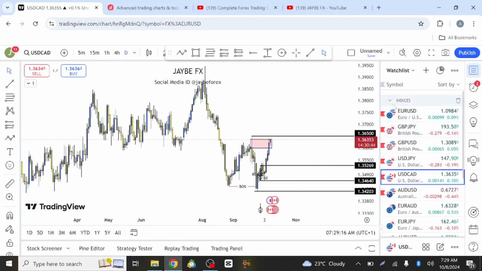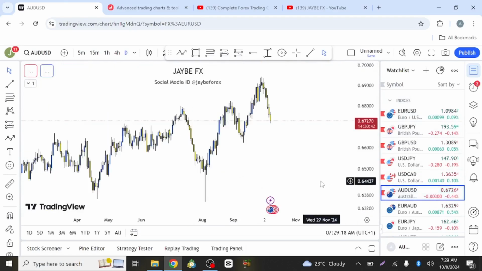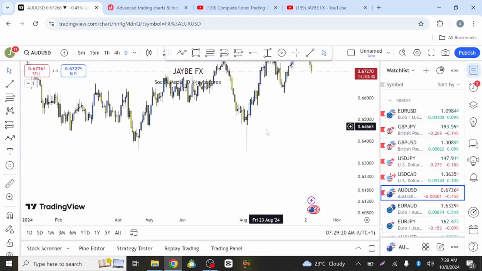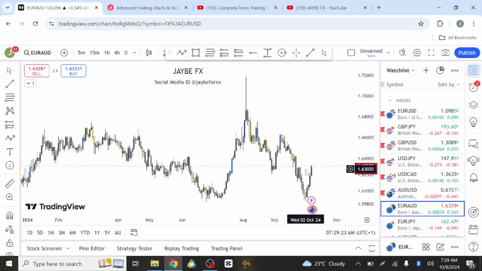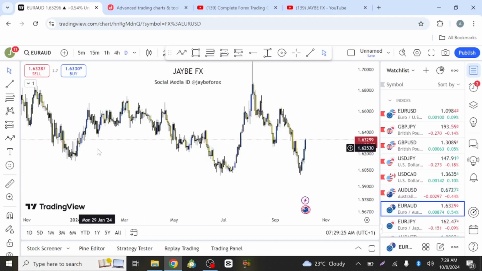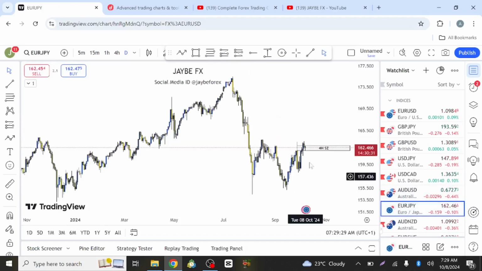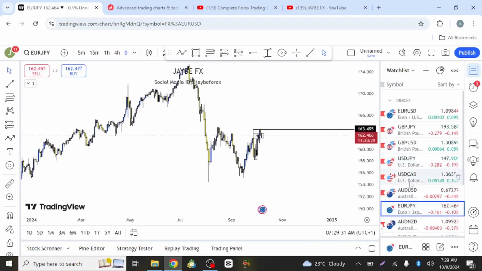USD card, you can still add it on your list. AUD USD, these are good price action. Euro USD, Euro AUD, I don't usually trade this, so I'll just remove it from my list. Euro JPY, this is a good one. You can add it on your list.